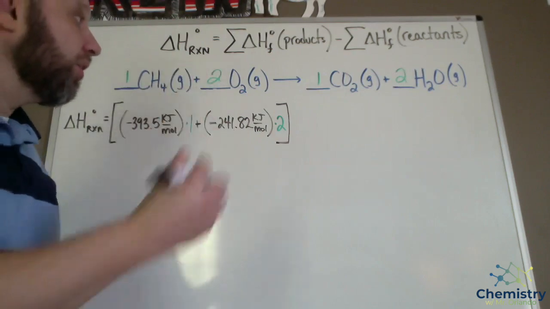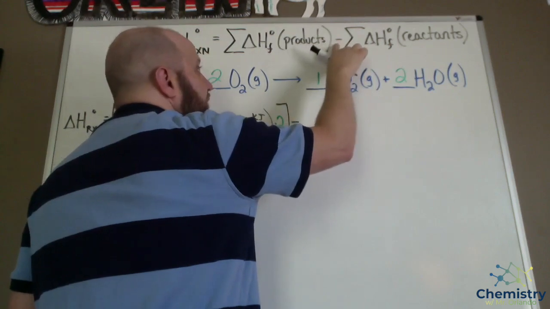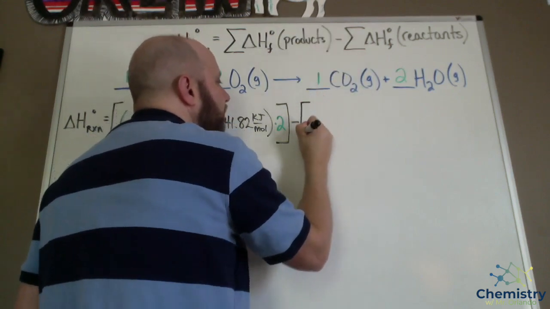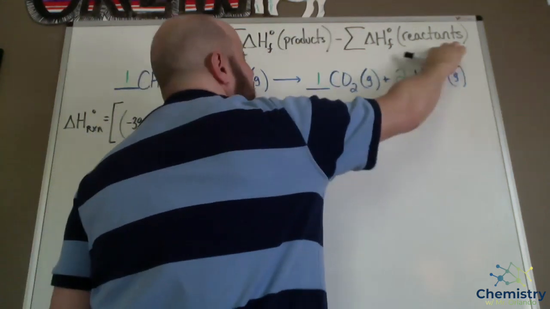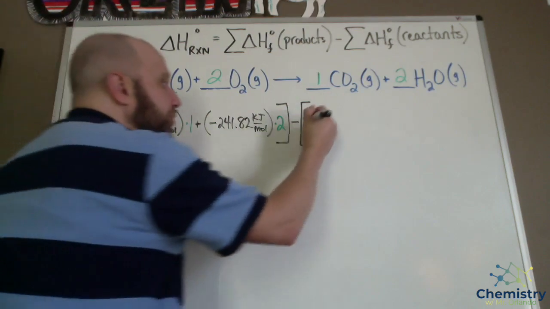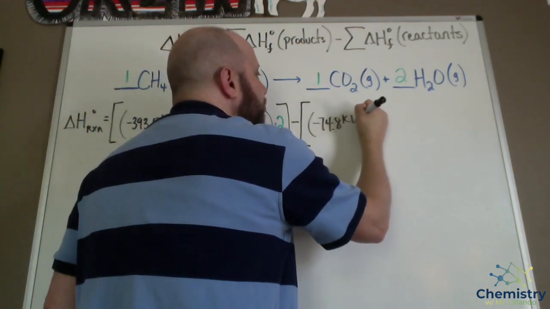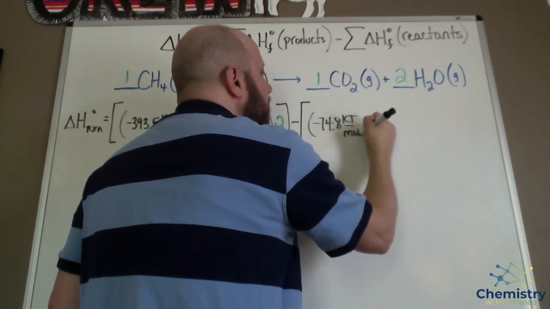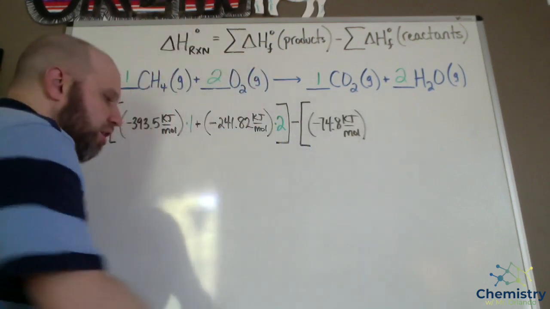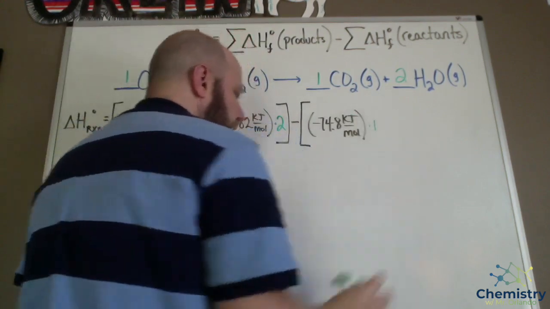The number of products that you have should match the number of numbers here. Same thing up here. So now we're going to take a look at the reactants. I'm going to subtract, because we're subtracting here. Now I'm going to open another square bracket. This time we're going to look at the reactant side. The value for methane, when you look it up in the table, is negative 74.8 kilojoules per mole. Close that bracket. Multiply it by its coefficient from the balanced equation, which is just 1.